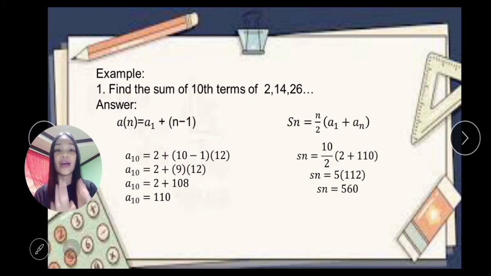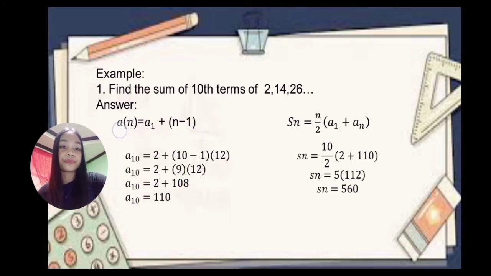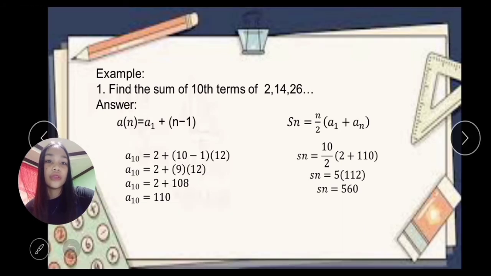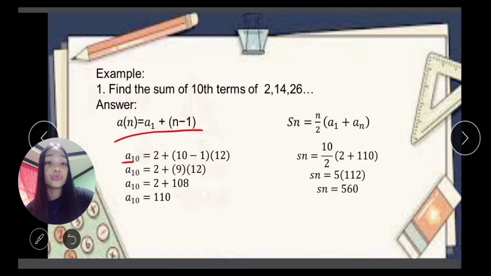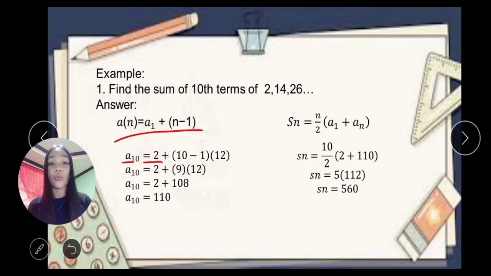Our first example is: find the sum of the first 10 terms of 2, 14, 26. Makinig kayo. Iba yung hinahanap ang nth term at iba yung hinahanap ang sum. First, we need to find muna ang ating nth term. Yun ang ating uunahin. Ito muna na formula ang gagamitin natin. Ang ating An is the 10th term. Ang ating first term naman is 2. Ang ating n, which is our nth term ulit, is 10.